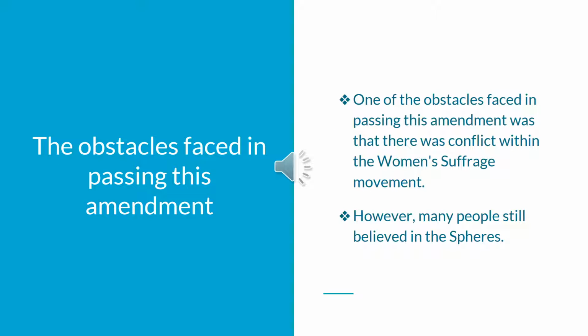There were 2 obstacles faced in passing Amendment 19. The first one was a conflict within the women's suffrage movement, which made it hard for people to support them. However, many people still believed in the separate spheres, which are gender roles for each male and female.